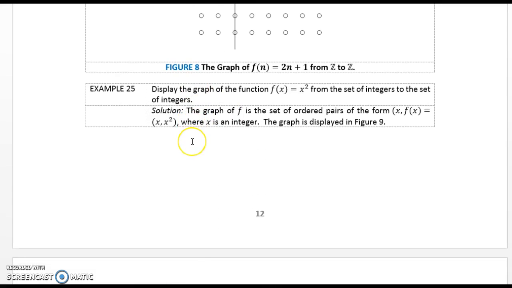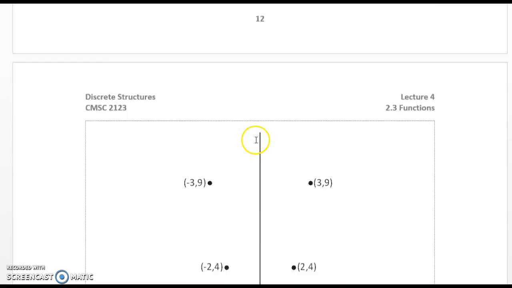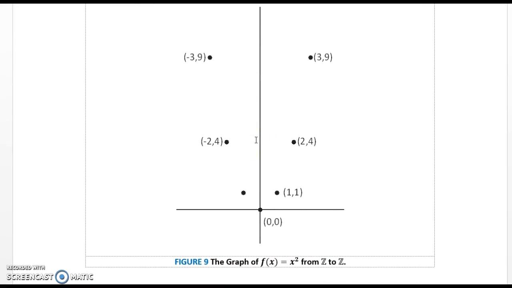Example 5. Display the graph of the function f of x equals x squared from the set of integers to the set of integers. Solution. The graph of f is the set of ordered pairs of the form (x, f of x), where f of x equals x squared and x is an integer. The graph is displayed here in figure 9.